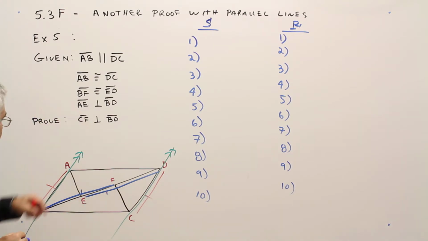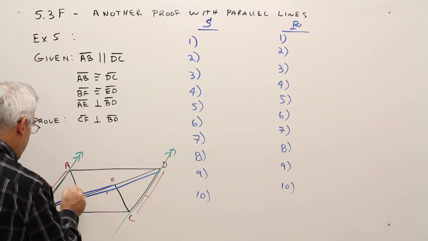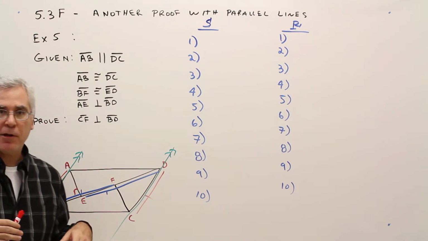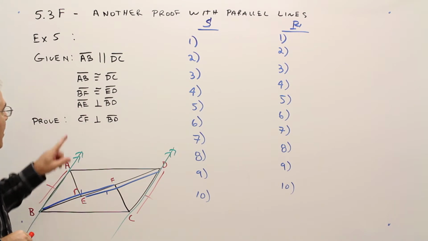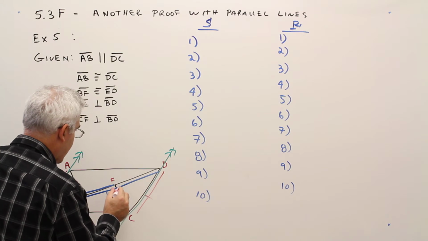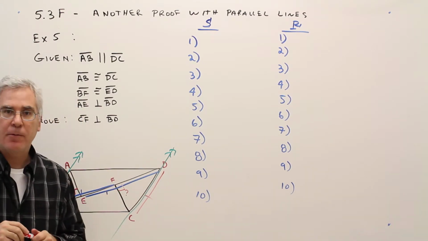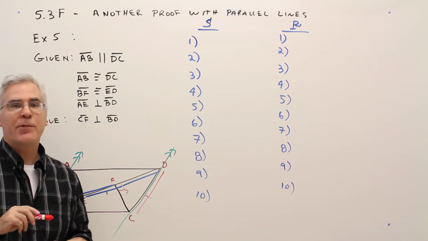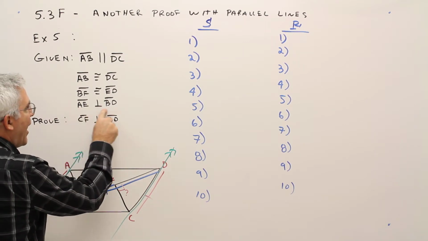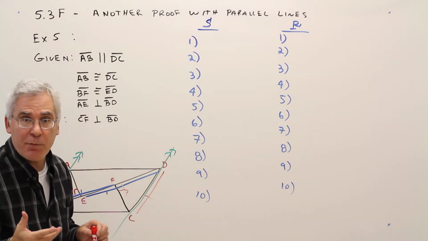AE is perpendicular to BD. You can put the right angle mark on either one, but I'll just put it there for now. All right, I want to try to prove that CF is perpendicular. Try to get that to be perpendicular right there. There's a couple ways of doing this proof, but one thing I want you to note is I'm given BD perpendicular to AE, and I want to get BD perpendicular to CF basically.